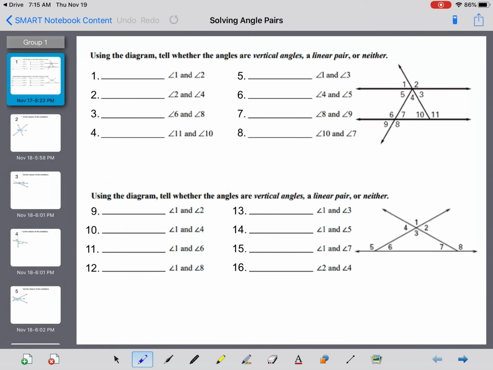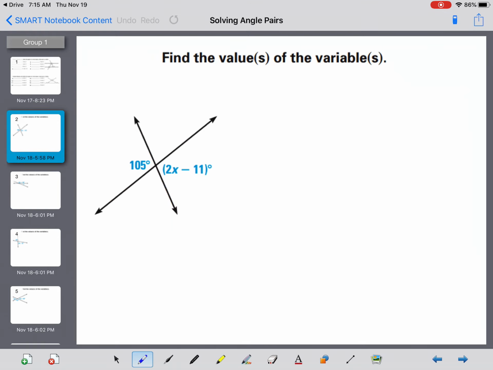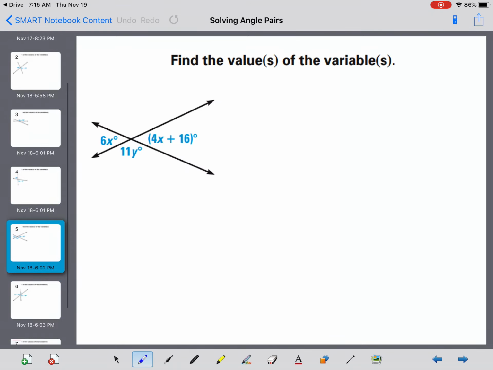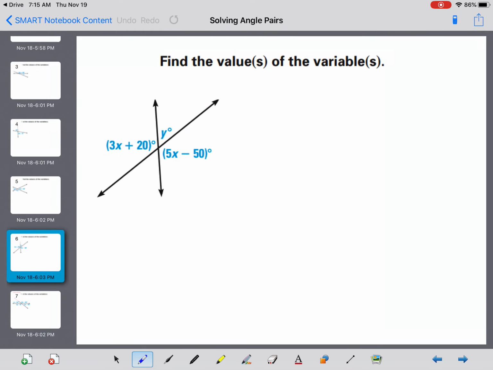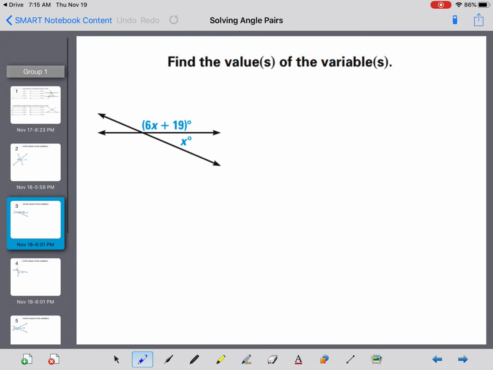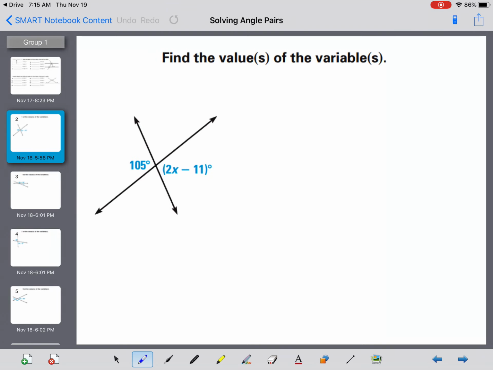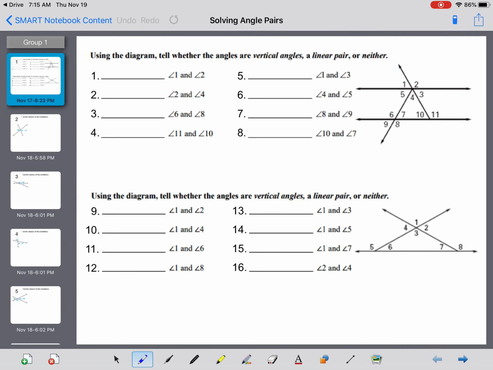All right, everyone, this is 1.5 solving angle pairs. This will be the last section of chapter 1.5, okay? As you can see, we have several individual problems here. I've given you a lot of room to work.